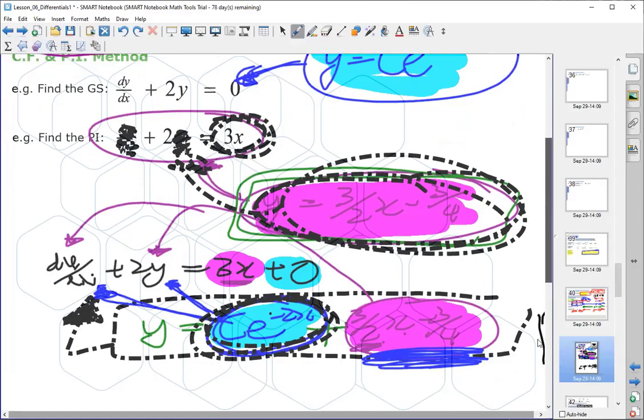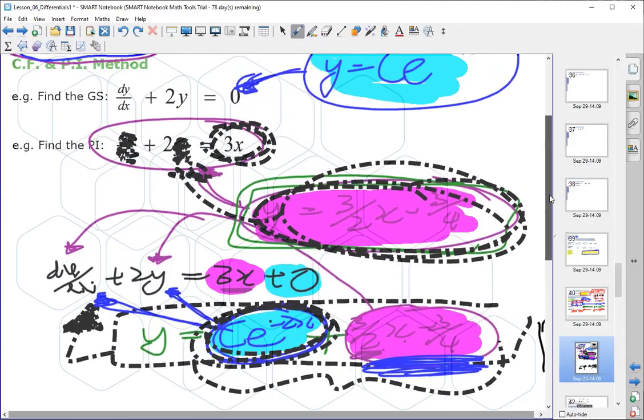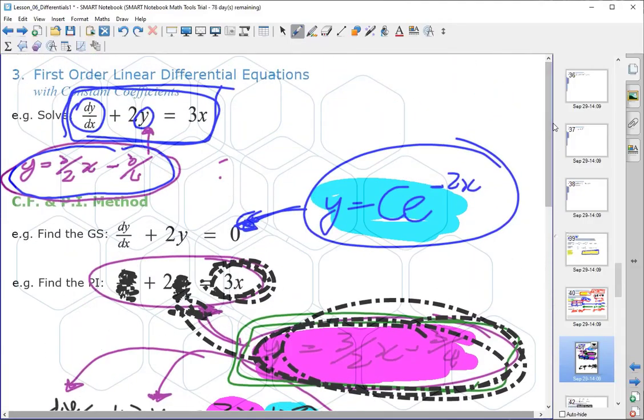Yeah. And so these two together make a better answer than just one of them on their own. So that's going to take a little while for you to fully grasp. Okay, so what we're effectively saying is the answer is made up of two bits. This bit here is called the complementary function, CF.